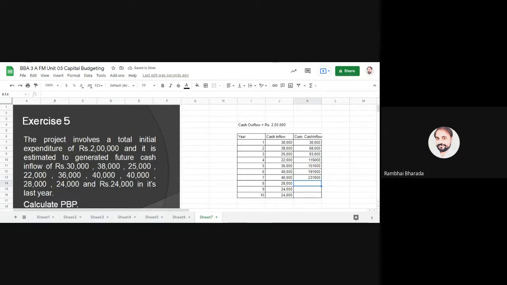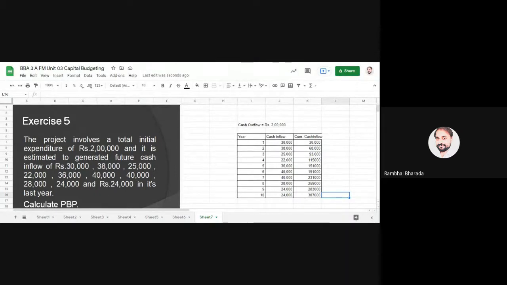Then after that 259, 283, 307. Are we clear about this? Just have to do the sum total, nothing else.